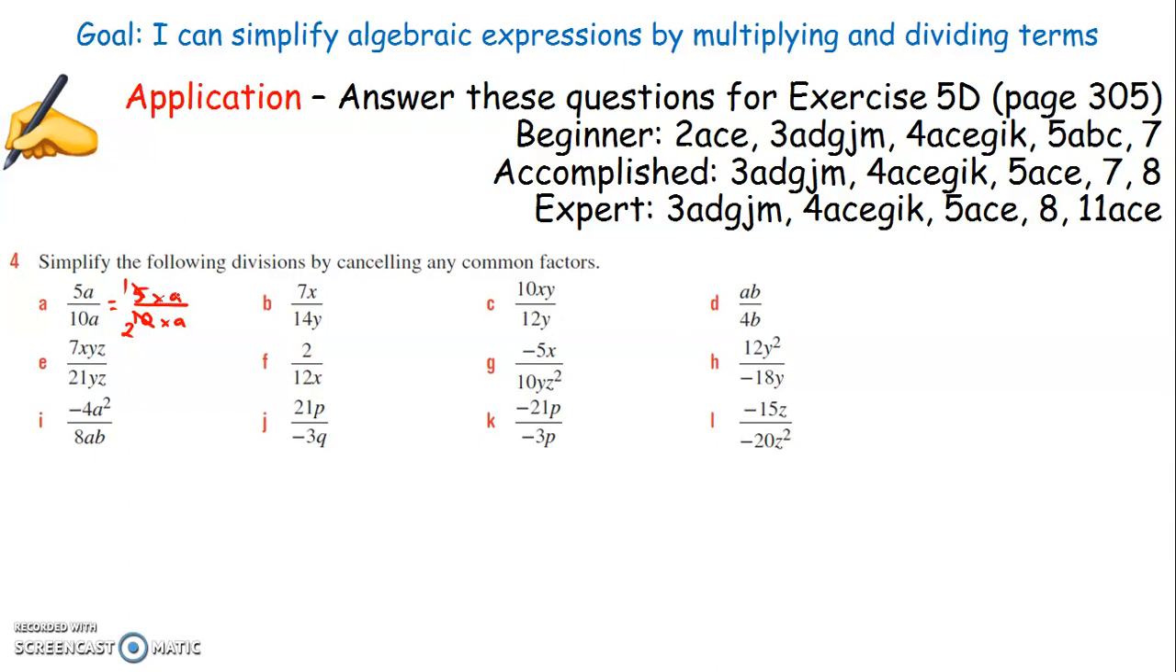And then the next step is that we cancel any variables that are the same at the top and the bottom. Here I've got 1a at the top and 1a at the bottom. I'm going to cross it out. They cancel. So at the top we have the number 1, and at the bottom we have the number 2. So this expression is simplified to 1/2, 1 on 2.